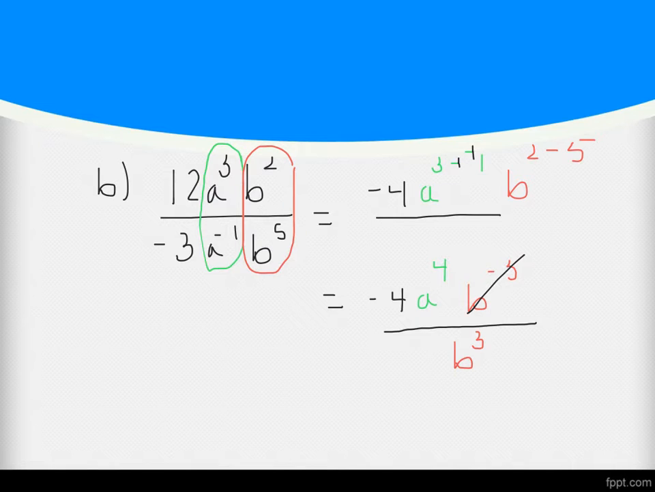Now you might say, well, what about that negative 4 out in front? That is not a negative exponent. That is a negative coefficient. So it just stays where it is. So what we end up with for our final answer is negative 4a to the 4th over b to the 3rd power.